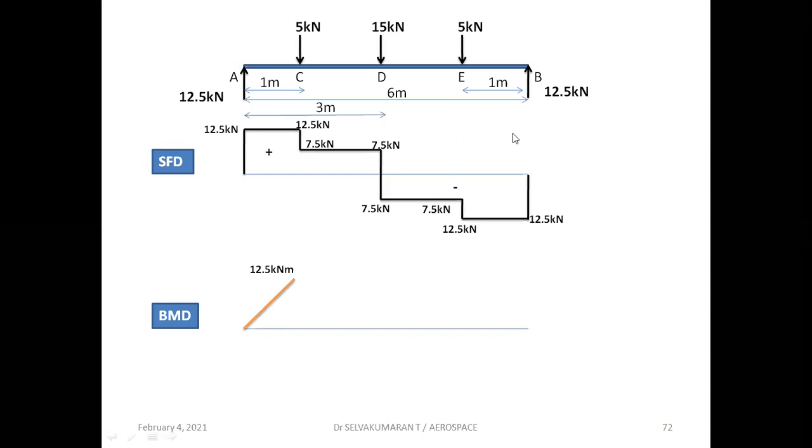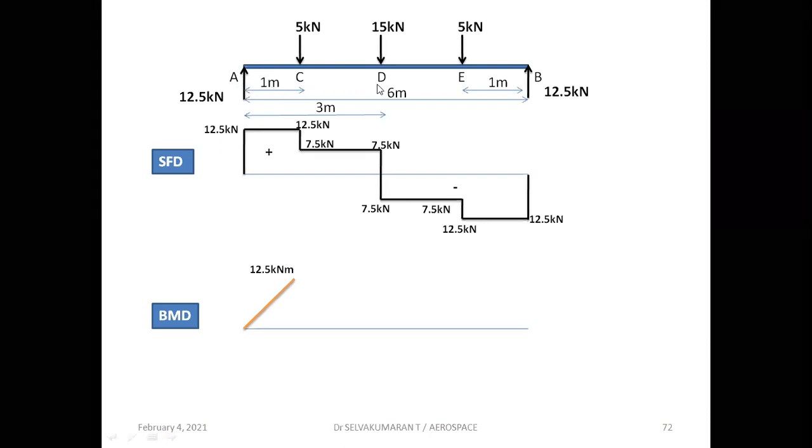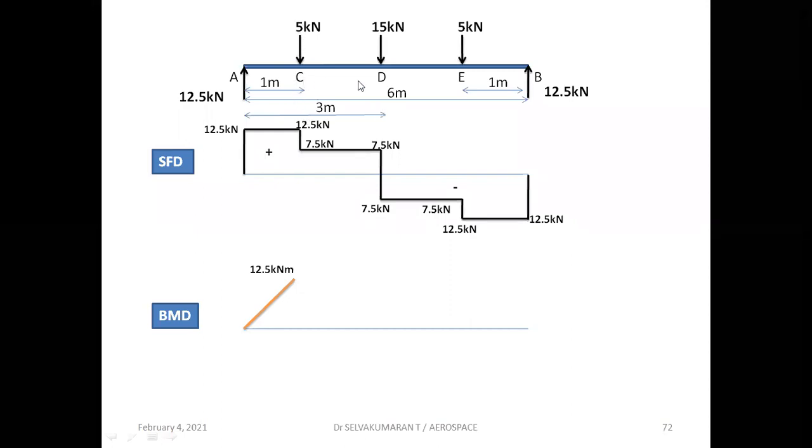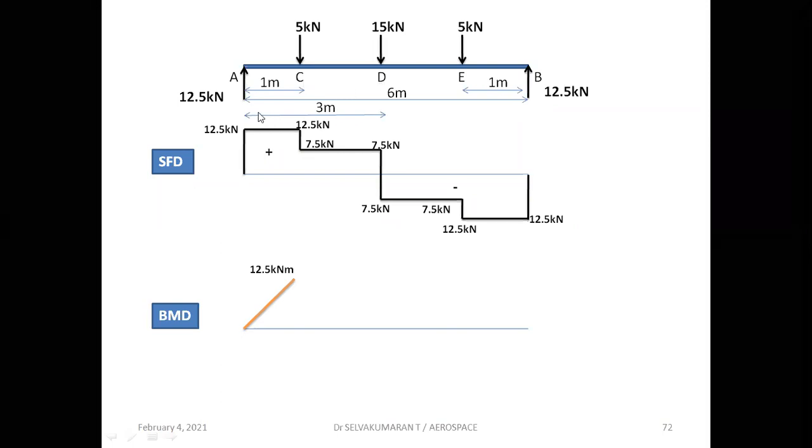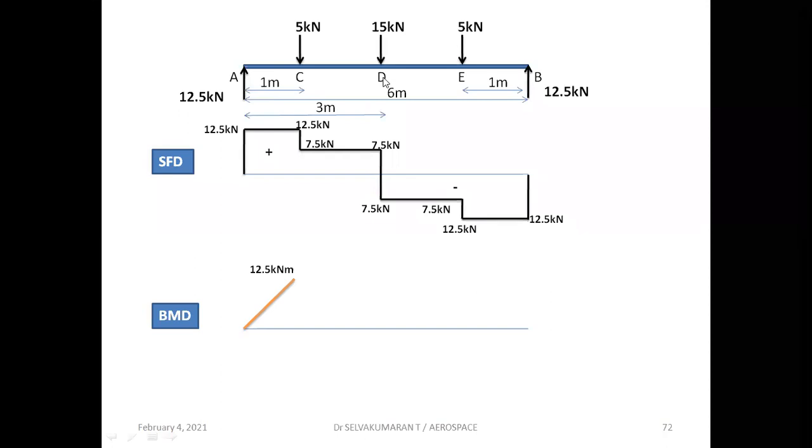Now, what would be the bending moment at D? Okay, I'm proceeding from left hand side, so clockwise is positive, anti-clockwise is negative. So 12.5 into 3 clockwise, so positive, minus this 5 gives anti-clockwise, so minus. So 5 into 2, that would be the bending moment at D. I repeat, 12.5 into 3 minus 5 into 2, that is the bending moment at D, which is coming out to be 27.5 kilonewton meter.